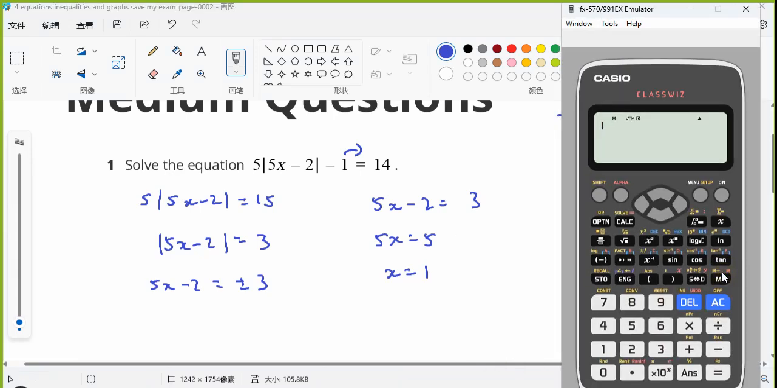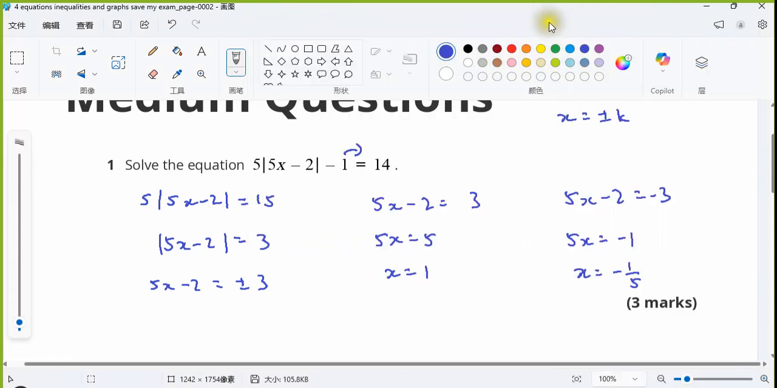So if we want to check the answer, we have 5 times the absolute value of 5x minus 2, minus 1. We substitute with 1, then we have 14. At the same time, we substitute with negative 1 over 5. It will return 14 as well. If we have other values, then they will give other results. So the final answer will be x equal to 1 and negative 1 over 5.